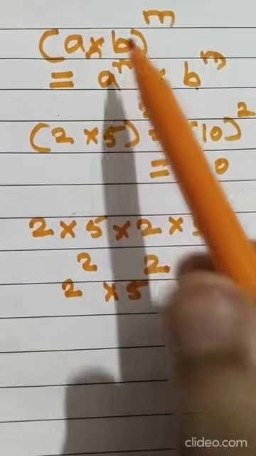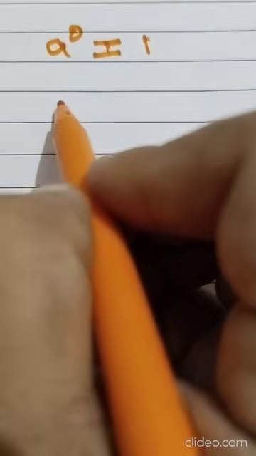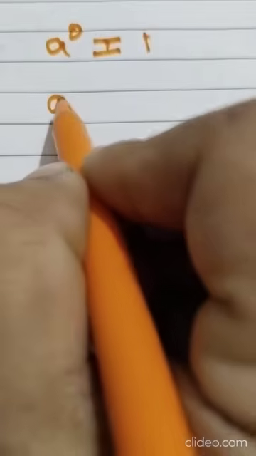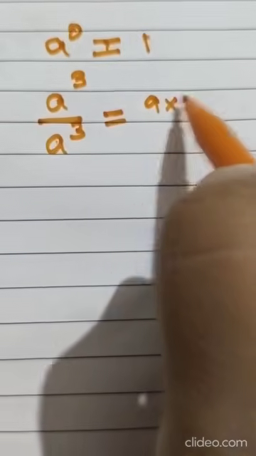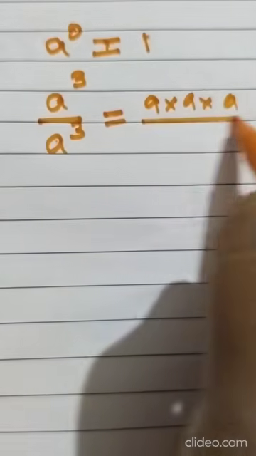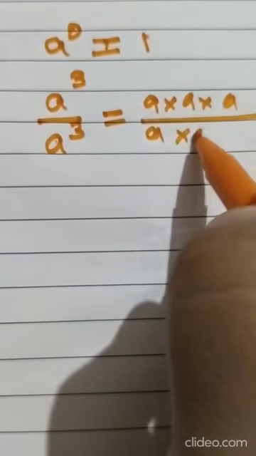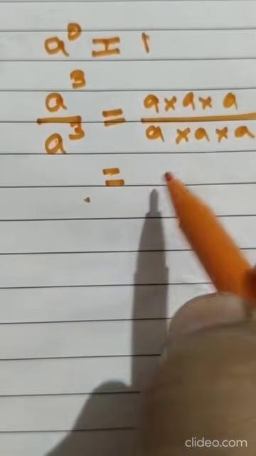In today's video, we will discuss that when a base is raised to power 0, then its value is 1. So let us consider an example. a raised to power 3 is divided by a raised to power 3. So this gives us a multiplied by itself 3 times divided by a multiplied by itself 3 times. Now reducing to lowest form, we get the answer 1.